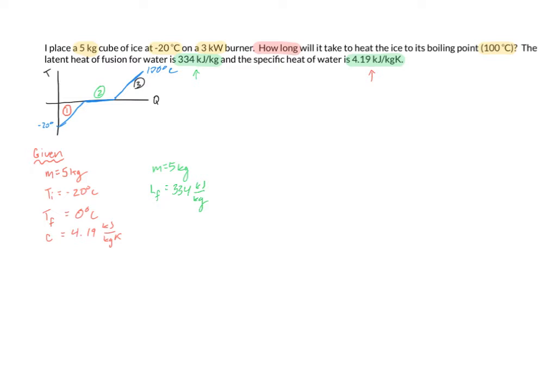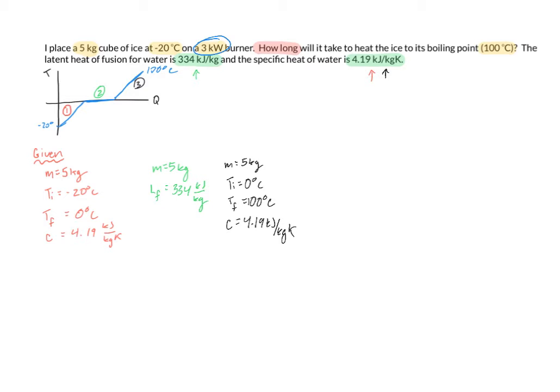And then finally, in part three, we know, again, the mass is 5 kilograms. T initial now is 0 degrees Celsius, since we're still at our freezing melting point. And our final temperature is 100 degrees Celsius, the boiling point of water. And then finally, we're going to be using the specific heat again. So we know C is 4.19 kilojoules per kilogram Kelvin. So these are all my givens. I know it's a lot. And you maybe notice there's one thing we haven't talked about yet.